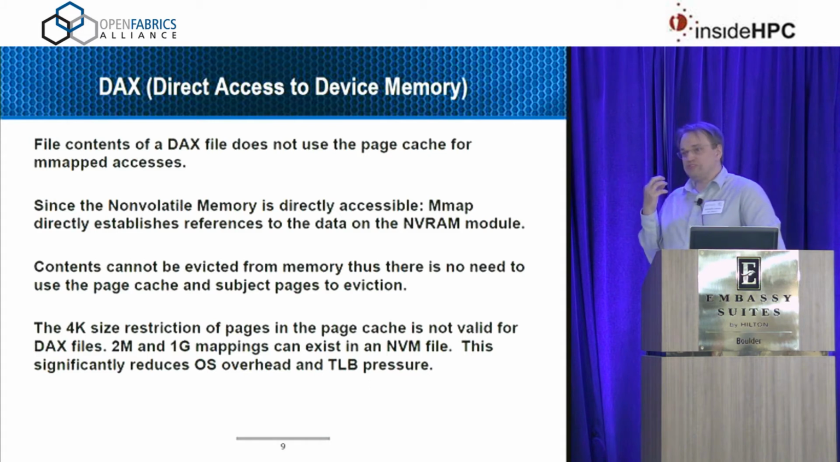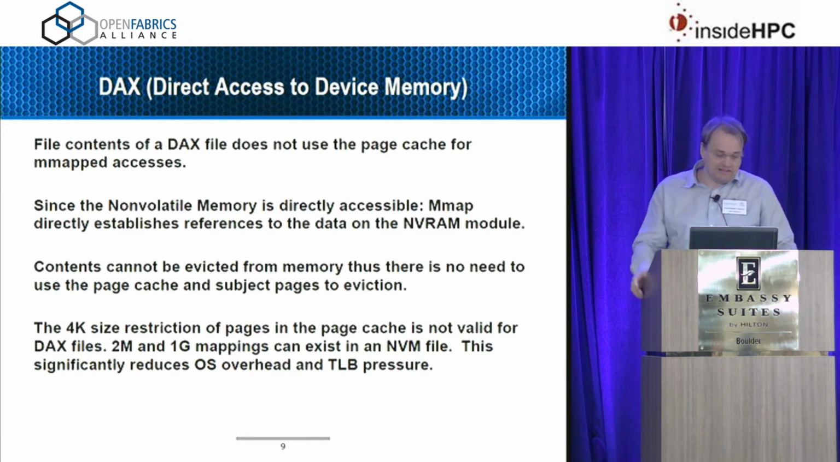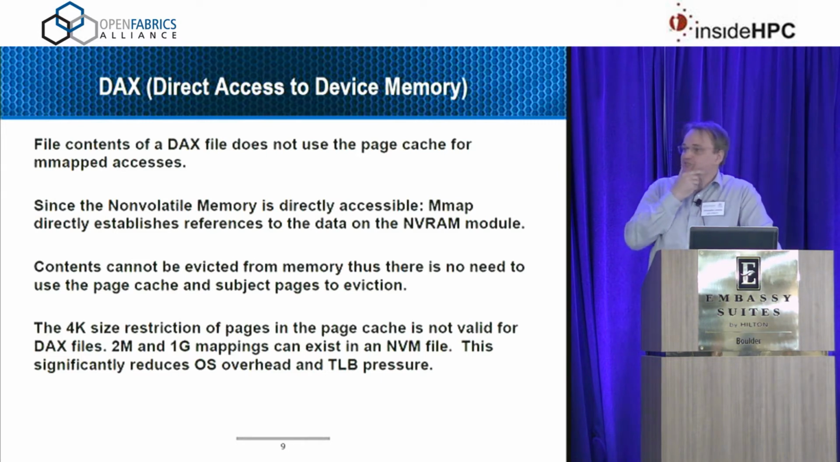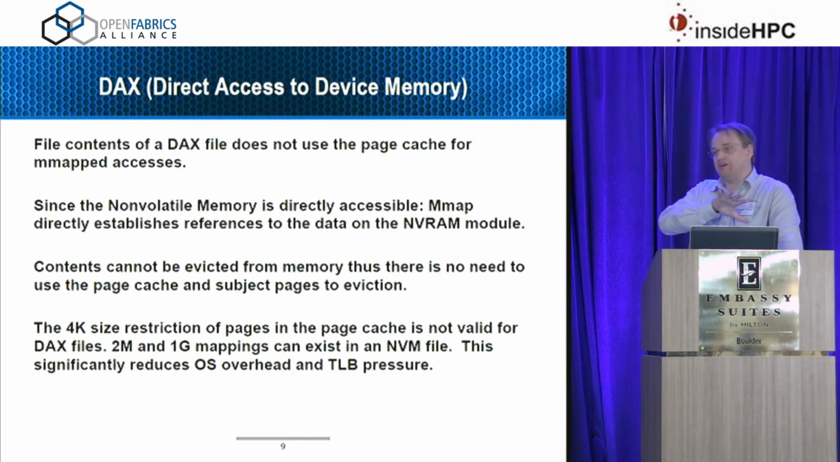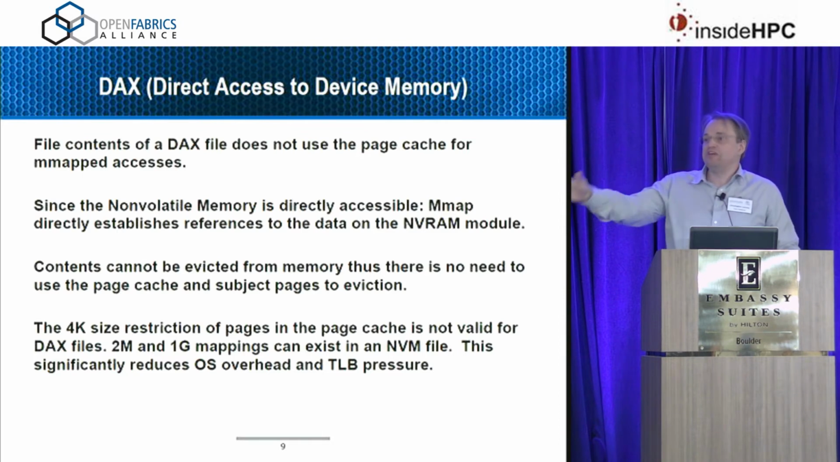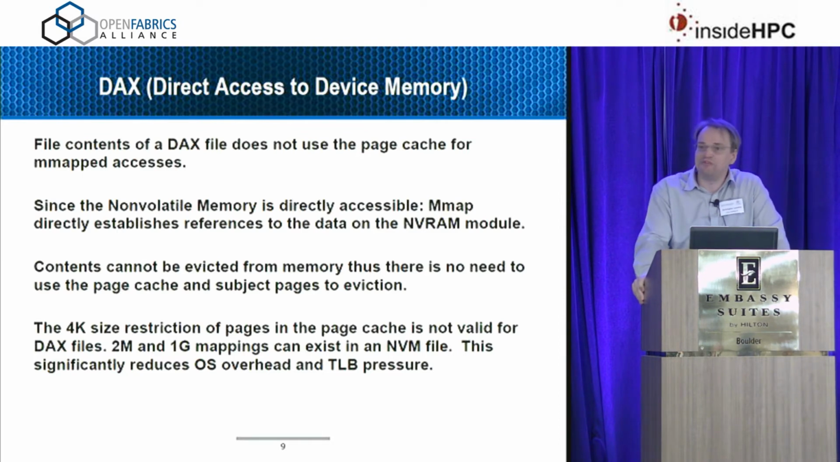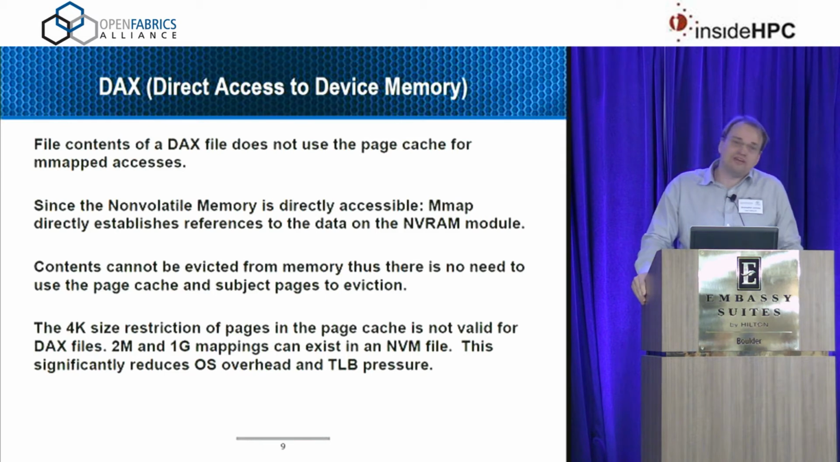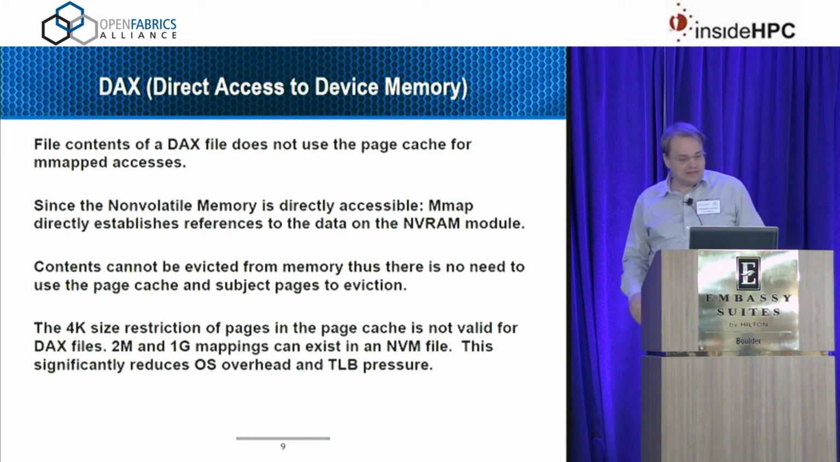And then, since this is not subject to eviction, the 4K limitation of the page cache is not valid for the DAX volume. This means you can avoid the translation look-aside overhead that comes with having lots and lots of these 4K pages. You can use huge pages to directly map the memory from the DAX device to main memory. That significantly avoids the overhead needed by the processor to access memory, and allows you a huge window of access to these memory regions without having to go through TLB faults. So this is a significant performance enhancement.